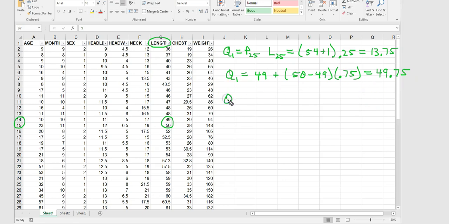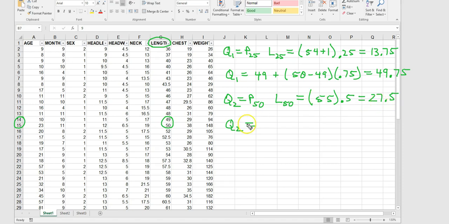Now Q2, that is P50. So L50, we have to calculate that first. That's going to be 54 plus 1, that's just going to be 55, times 0.5, or 50 over 100. And that is going to be 27.5. So Q2, which is also our median, is going to be halfway between the 27th and 28th score.